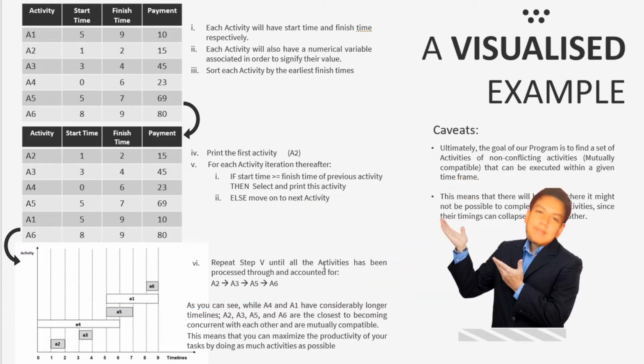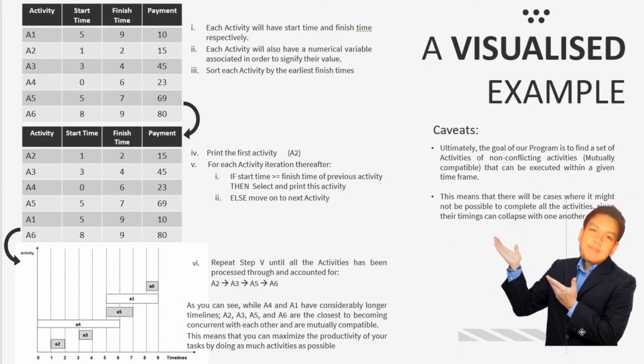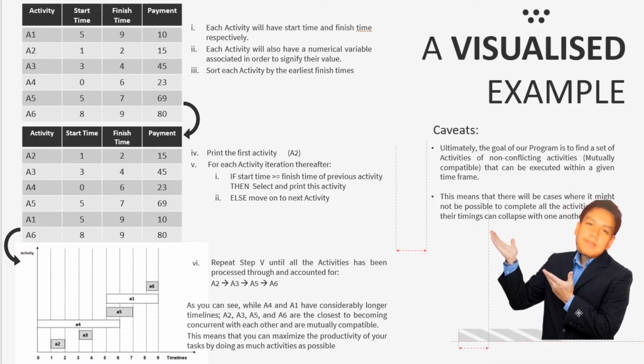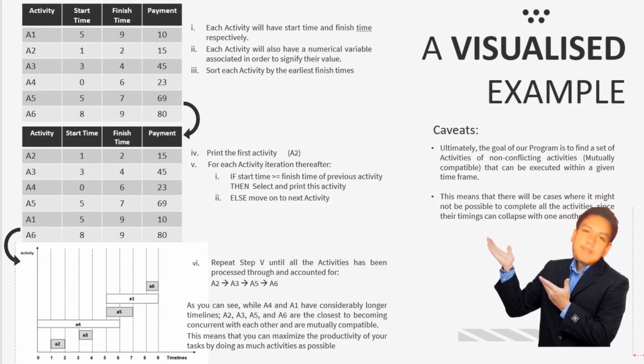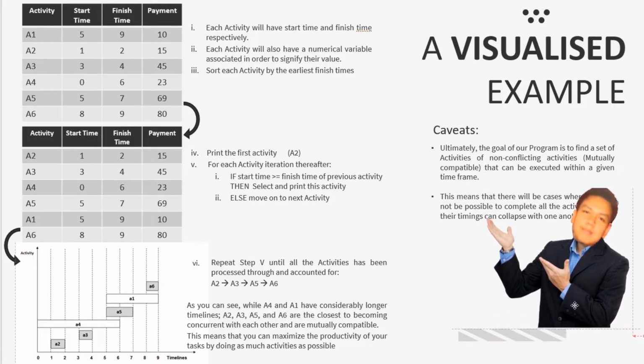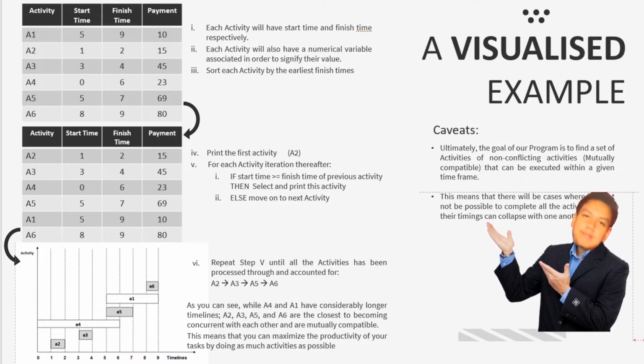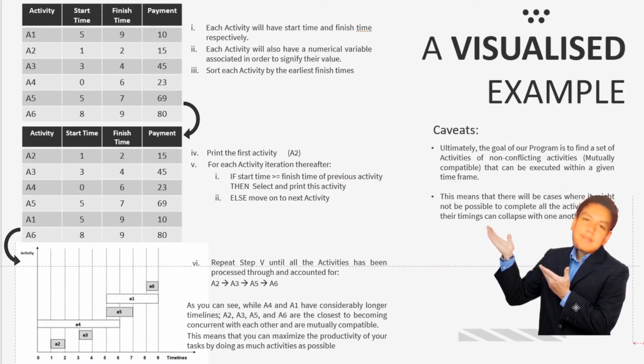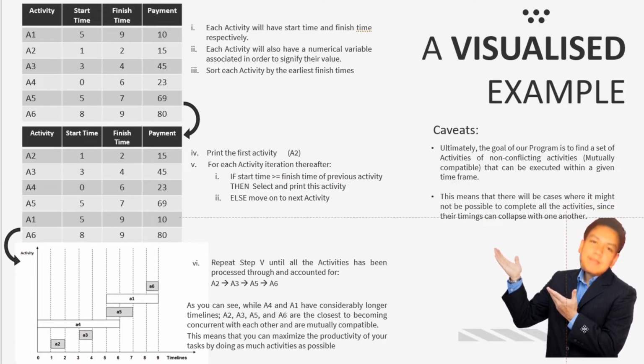So by iterating step 5 for each activity, we can see the output of the result comes to A2, A3, A5, and then A6. This can be demonstrated if we were to graph it. While A4 and A1 have considerably longer timelines, A2, A3, A5, and A6 are the closest to becoming concurrent with one another, and therefore are mutually compatible. This means that you can maximize the productivity of your tasks by doing as many activities as possible.